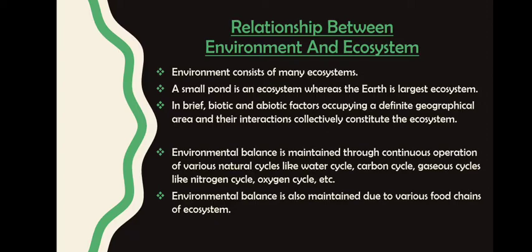Environmental balance is maintained through continuous operation of various natural cycles like water cycle, carbon cycle, gaseous cycles like nitrogen cycle and oxygen cycle, which we have all studied in 9th standard. Environmental balance is also maintained due to various food chains of the ecosystem. All these concepts we have already studied. This is just a recapitulation. Okay, students?